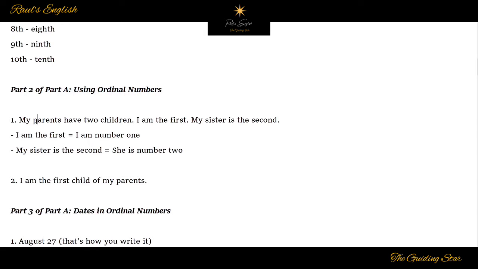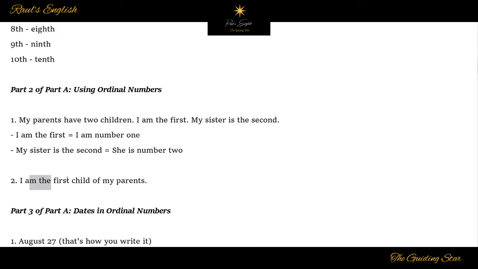My parents have two children. I am the first, my sister is the second. That means I am the first child. I am number one. My sister is the second. She is number two. So instead of saying I am number one, she's number two, you say I am the first, she is the second. Ordinal numbers make your task easier and faster.